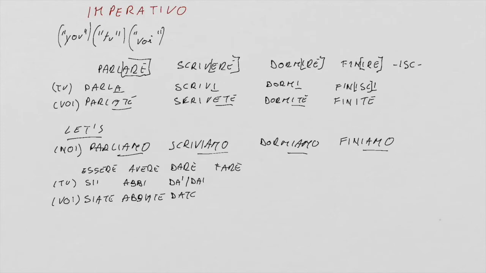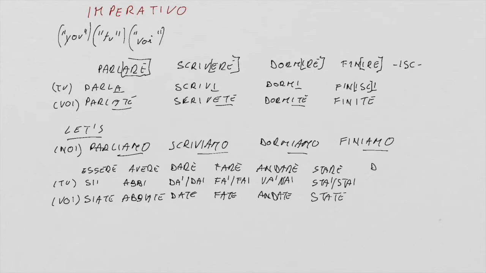Fare, the tu form is fa' with an apostrophe, or fai. The voi form is fate. Then we have andare. The tu form is va' with an apostrophe, or vai. And the voi form is andate. Then stare. The tu form is sta' with an apostrophe, or stai, and the voi form is state. And finally, dire, the tu form is di' with an apostrophe, and the voi form is dite.